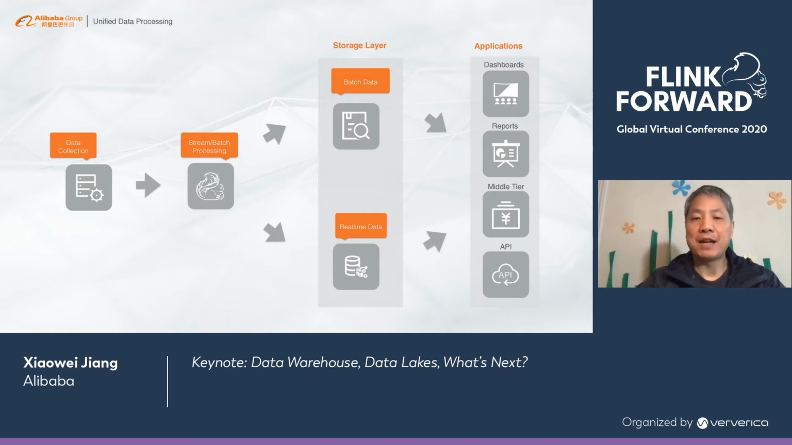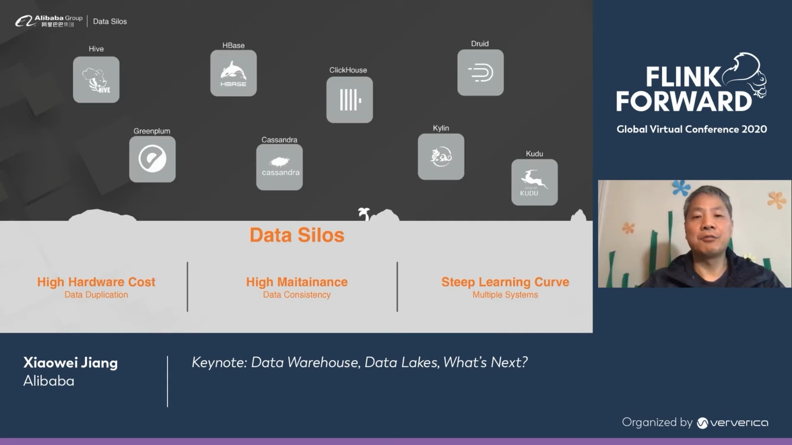The output of batch jobs is usually stored as a set of files in a distributed file system, such as HDFS. On the other hand, the storage for streaming jobs is a much more complex story. There are a lot of choices for real-time storage. Let's take a look at all the different choices out there. In this slide, I listed some popular choices for storage in the open source world.